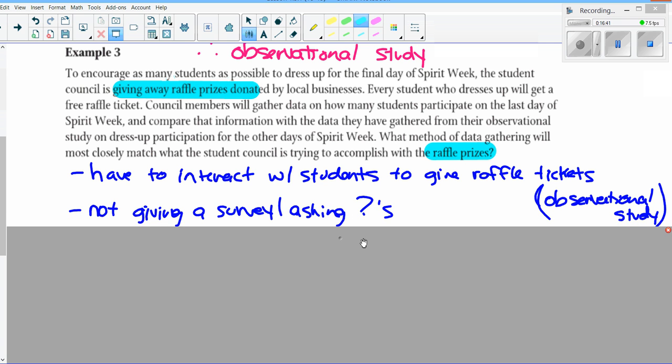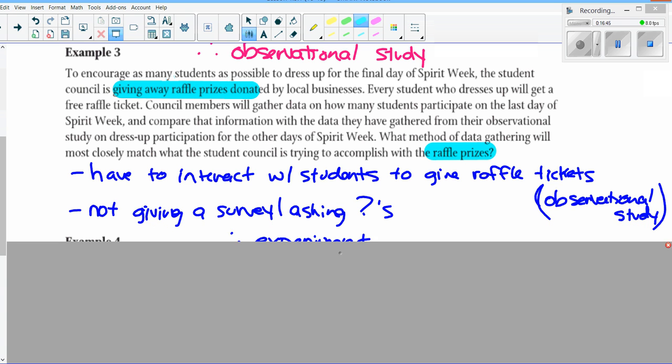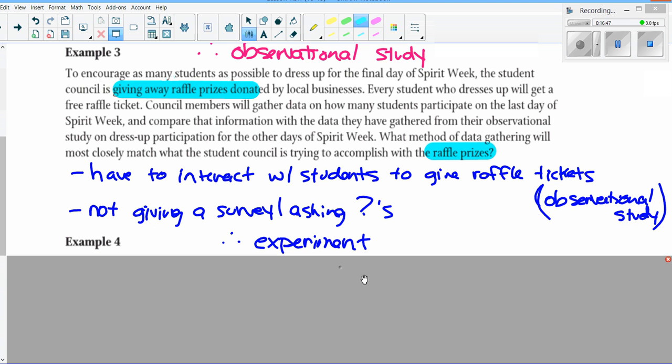They are not giving a survey. Nowhere in here did it say that they were giving a survey, so obviously that takes that out, which means that it has to be an experiment. They're interacting, okay, they're giving raffle tickets, they're enticing a response. Okay.